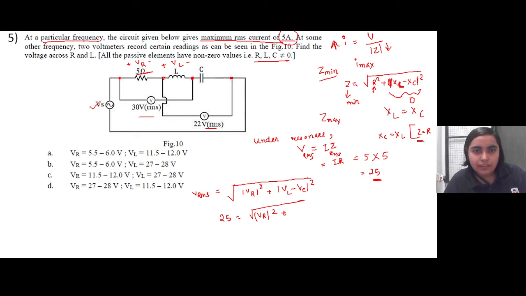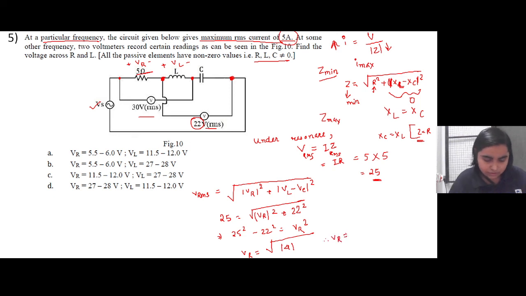So the voltage across L and C is given as 22 volts, right? So at any certain frequency, the measured difference between these two voltages is 22 volt. So VL minus VC will be equal to 22 square. So if you just take a square of this, 25 square minus 22 square is equal to VR square, right? So this is 141. Therefore VR is equal to square root of 141, 11.874.